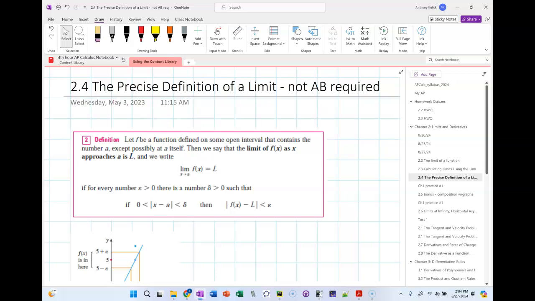The reason that we want a precise definition for a limit is because for the most part, these things that we've done, we haven't really been able to prove that our answer is correct.